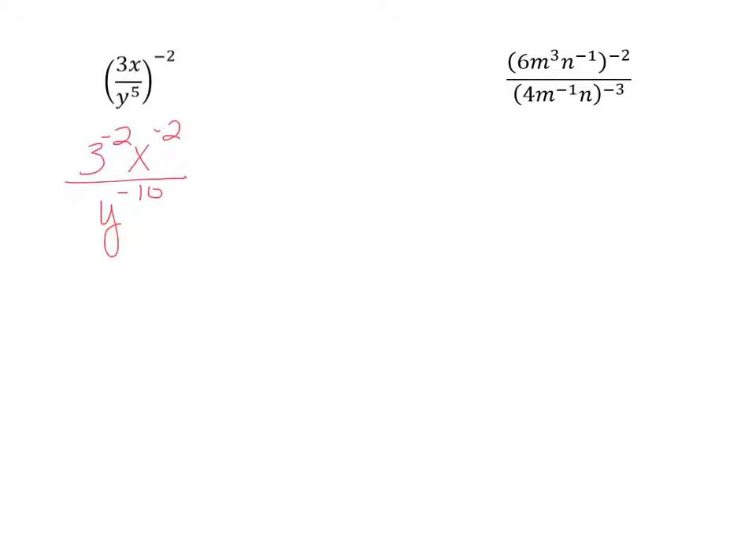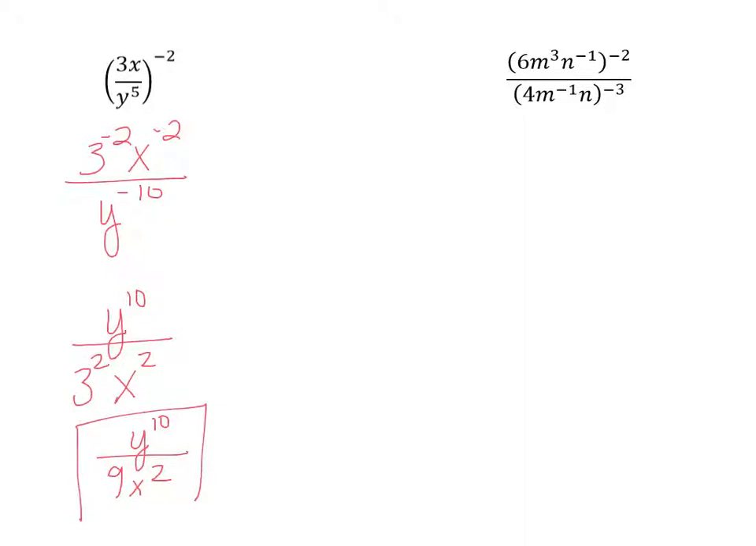So everything is going to have to move. So these two are going to end up going down. This one's going to end up going up. So then I'm going to have a 3 squared. I'm sorry, let me undo that. Let's just move the y up top first. So the y to the 10th will be on the top, and then the 3 squared and the x squared would be on the bottom. Now remember, when you move it, that's how you get rid of the negative exponents. The only thing I would do at the end here is go ahead and write what 3 squared is. So this would become y to the 10th over 9x squared. And that would be my final answer on that.